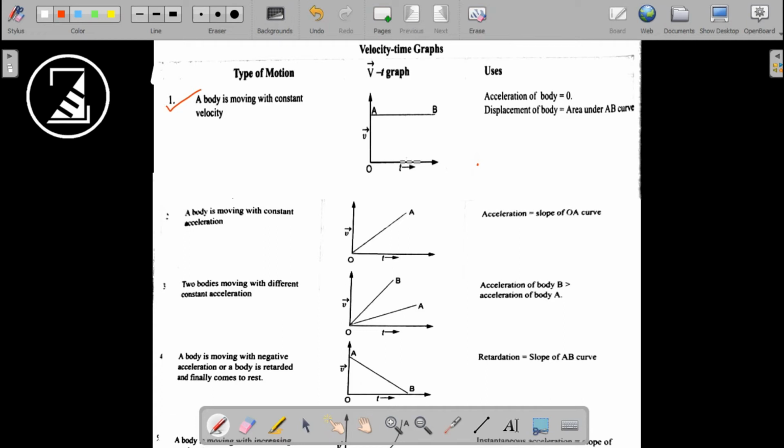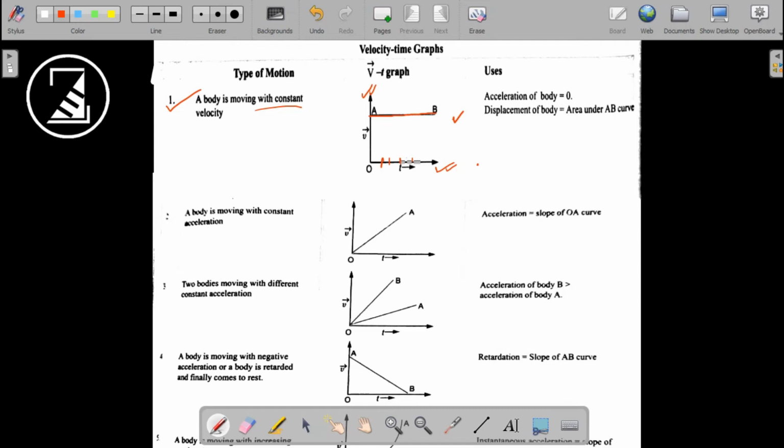Velocity time graph, velocity is represented along y-axis, time is represented along x-axis. Now first situation is the body is moving with constant velocity. That means there is no acceleration. There is no change in velocity with respect to time. So as time goes on increasing, velocity remains fixed. So we get a straight line parallel to the time axis.